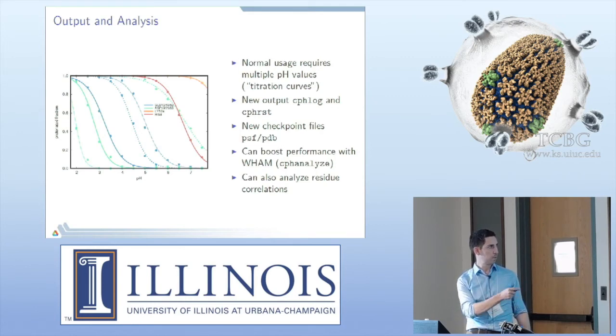So this is just some sample data for a simulation I'll show you in a second. This is multiple residues analyzed over a pH range from 2 to 8. So you can extract pKa parameters and residue correlations with the Hill coefficient.